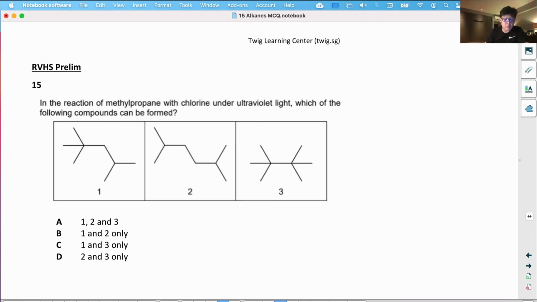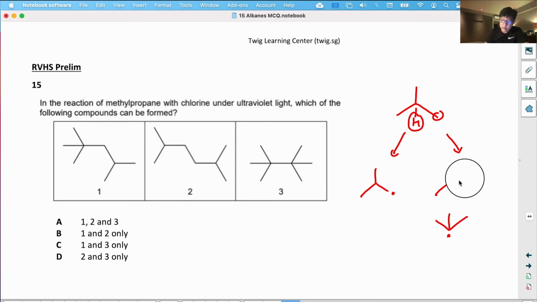In the reaction of methyl propane with chlorine, which of the following compounds can be formed? So methyl propane is like this. So with methyl propane, you can actually form 2 different radicals. All right, the first radical will probably be something like this. So you kick out a H from this carbon, you get a radical here. Okay, you could actually kick out a H on this carbon, right? And then you get this radical. So it's supposed to be like this, all right? But I'm going to draw it this way so it's easier for you to see the answer later on. Okay, so this is what it looks like. So let me just take this away.